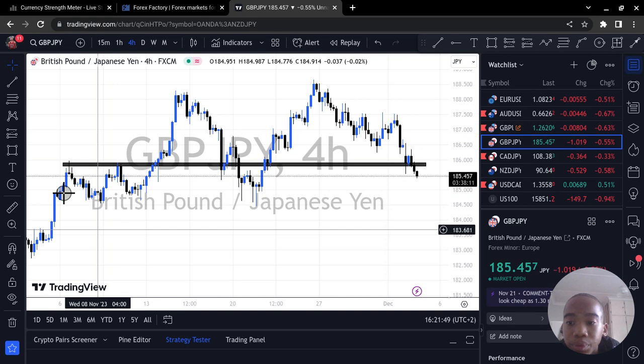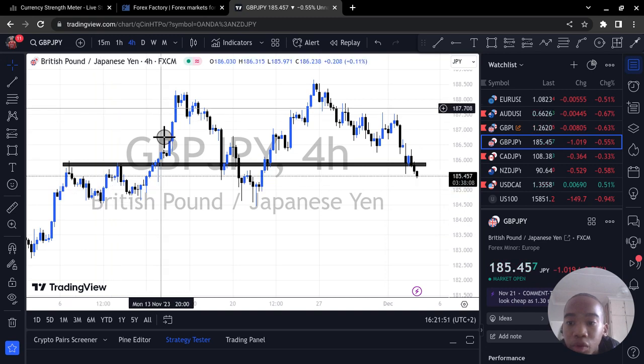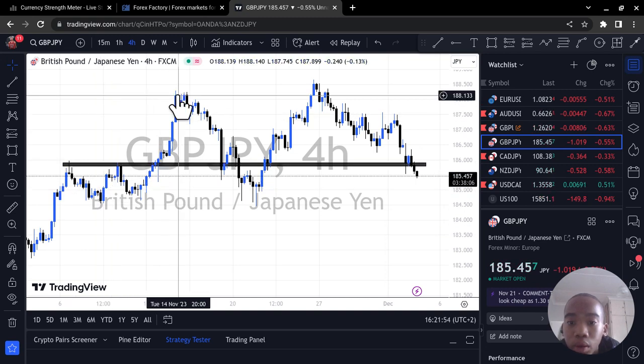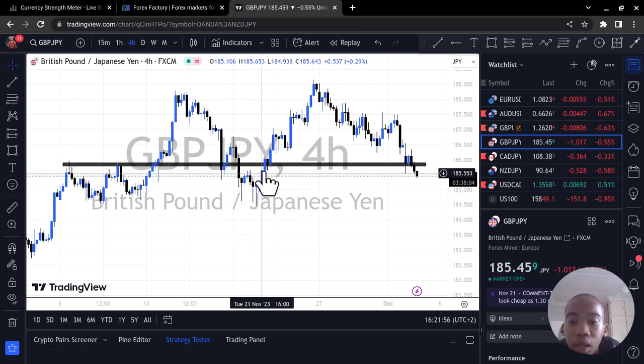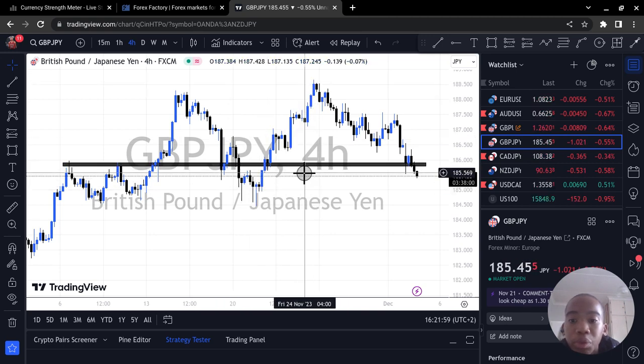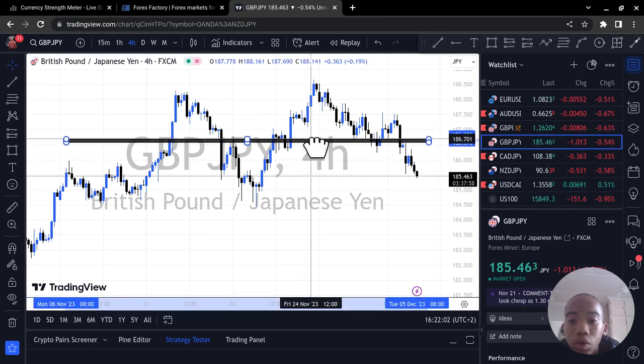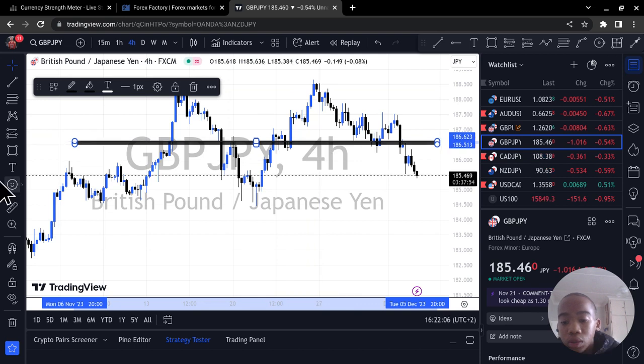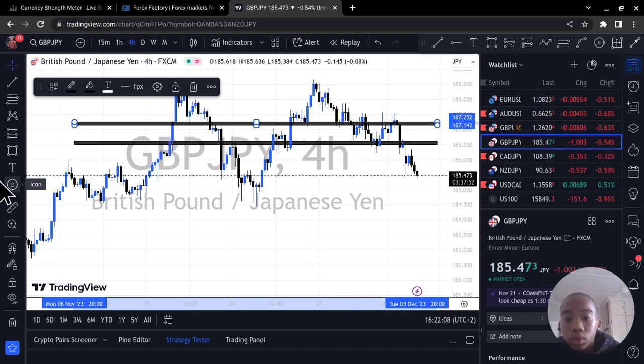So every time price came above this level, it came here, and then when we came back above that level, we came here. So if you want to be safe, you could use this level, but no, that was a mistake.